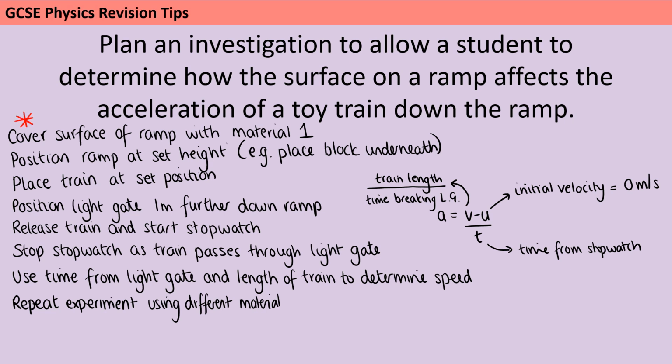So in terms of things that you're going to need to do in order to get your marks, firstly, we've got to talk about covering the surface of the ramp with a material, because otherwise we're not having any control over our independent variable. And then likewise at the end, we're going to need to actually repeat it using a different material. So those two together cover my independent variable.